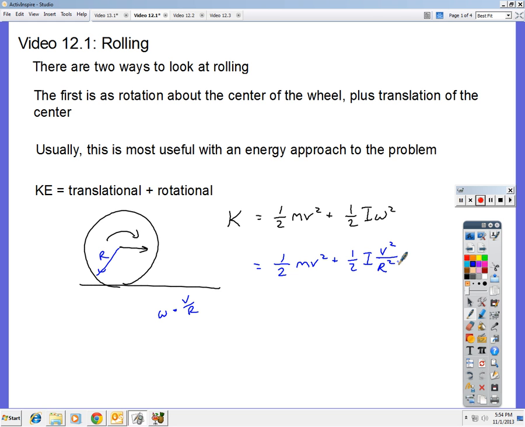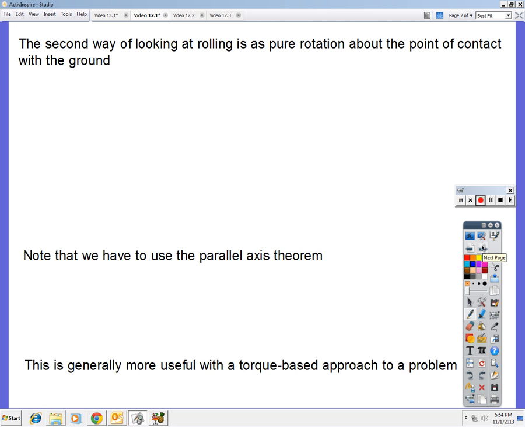However, we'll find that it really doesn't work very well with a torque approach, which is typically more useful in physics problems. So that torque approach is to treat rotation, if you've got your wheel on the ground here, as pure rotation about the contact point. If you take a snapshot of the wheel, you notice that it's basically rotating about this point.